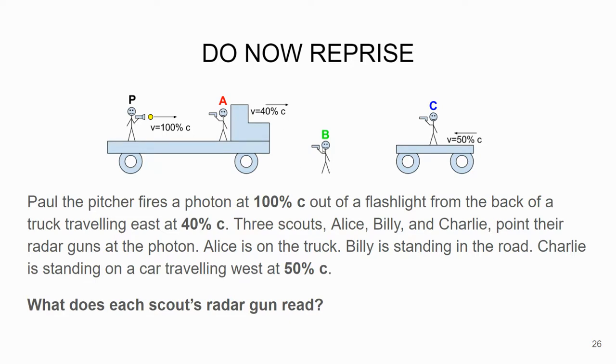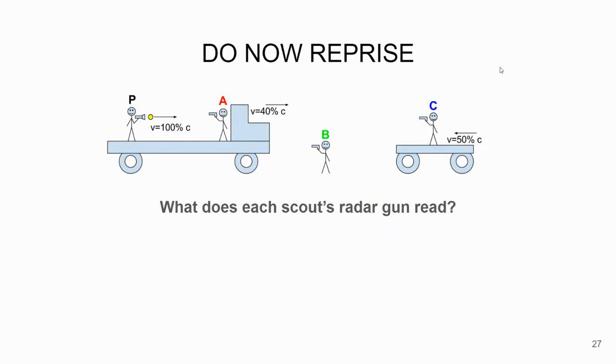Billy's here on the road. He's got a radar gun. He's going to measure the speed of this photon. And Charlie is on this car going 50% the speed of light to the left, and he's going to measure the speed of the photon. So the question is, what does each scout's radar gun read?